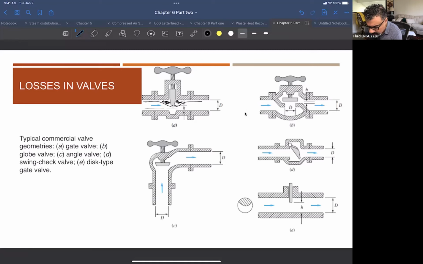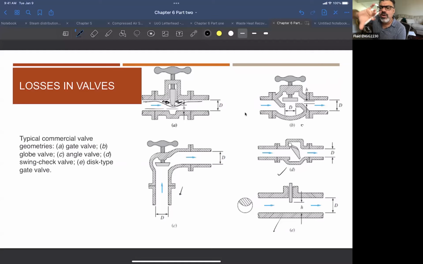You can find out what these eddy losses will be by calibration in the lab, or the people manufacturing the valve will provide information about the loss coefficient of the valve. Of course, it depends on the type of valve, because we have many kinds of valves available in the market. The first one here is a gate valve. This one is a globe valve, then the angle valve, swing valve, disc valve, so many kinds of valves, and it's not limited to these pictures.